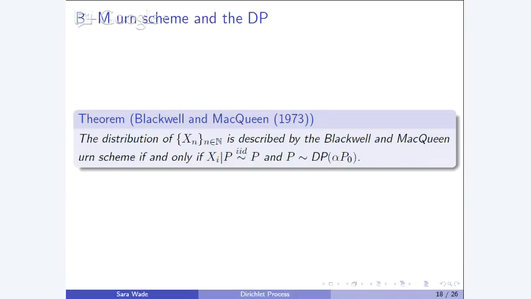Okay. So Blackwell and MacQueen in 1973 showed that if the distribution of Xn is described by the Blackwell-MacQueen urn scheme, then the de Finetti measure is the Dirichlet process. And this is an if and only if. So if you want to see the proof of this, you can check out their paper. I think it's only 3 pages long. But I won't be going through the proof here.